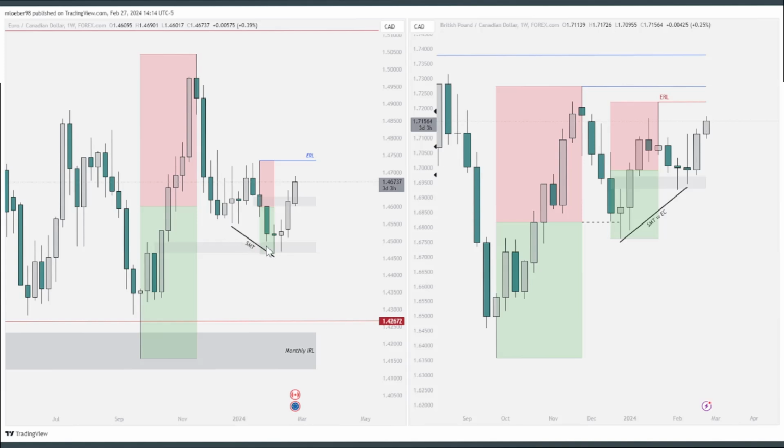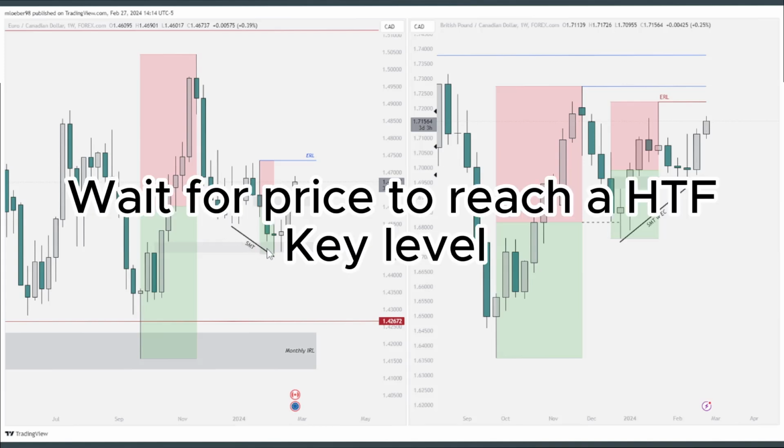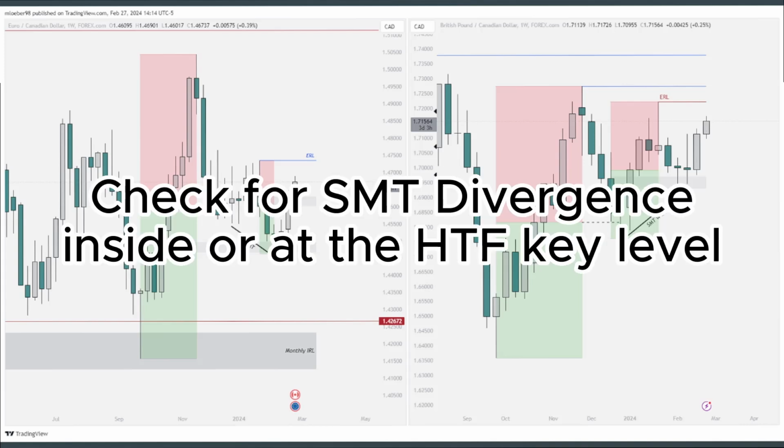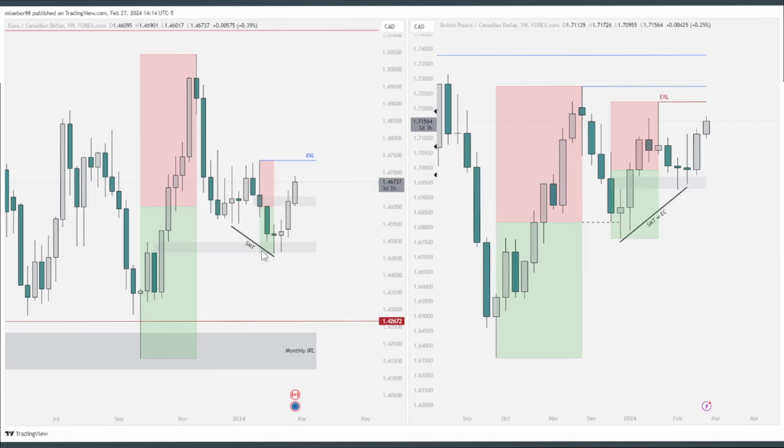So you know that our steps here is step one, wait for price to get into a higher time frame key level, the internal range liquidity pool, and then step two, you want to see SMT divergence occur inside of that weekly internal range liquidity pool, which is exactly what we had here. If you look at the corresponding lows, we made a lower low on EuroCAD here. We made a higher low on GBPCAD here.